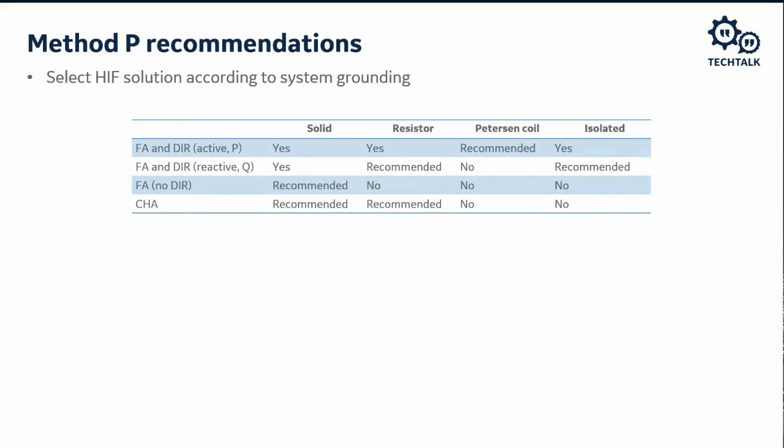So here are some Method P recommendations. Select the HIF solution according to the system grounding. FA detects intermittent faults where the fault current is changing between conducting and non-conducting. This can be used in any system grounding conditions. CHA detects situations where there is a regular earth fault harmonic. CHA should only be used for directly grounded and for low resistance grounded systems. As noted here in this chart, the directional element helps with Peterson coil and isolated systems.